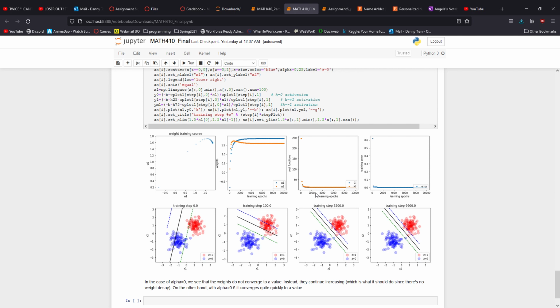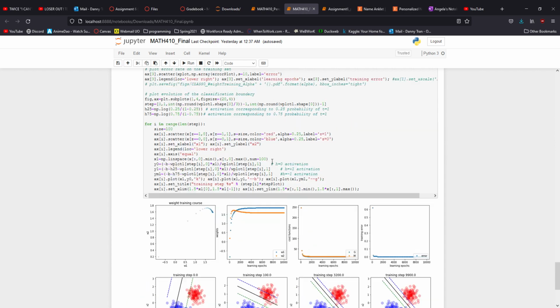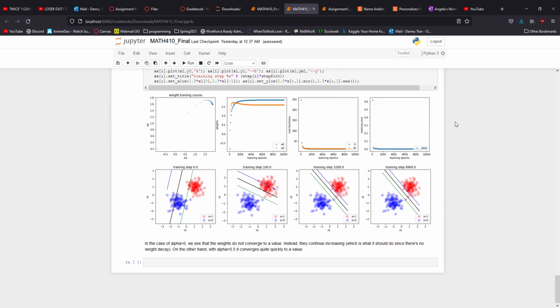Right, and so that's the main difference between alpha level 0 and alpha level 0.5. In one case, we don't have a weight decay, and so the weights would infinitely increase, as we learned about in class. And when we do have a weight decay term, alpha equals 0.5, because of that, we see that the weights converge, and our perceptron works better than before. All right, that is all.